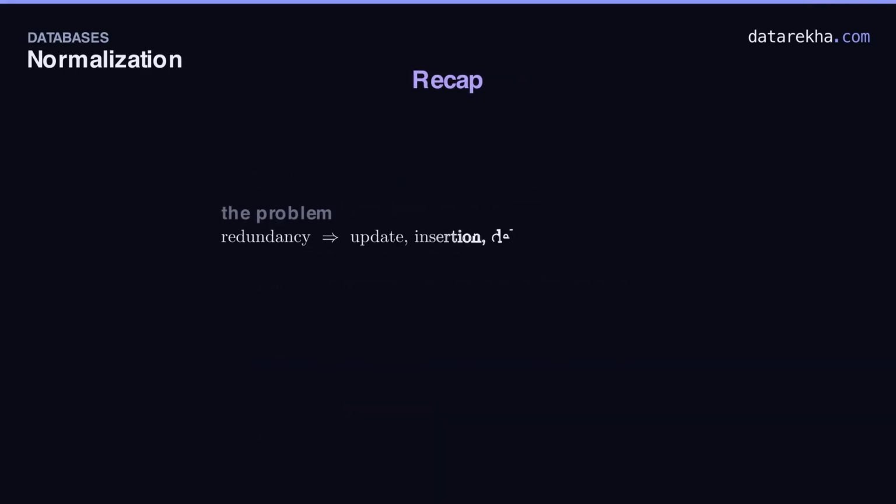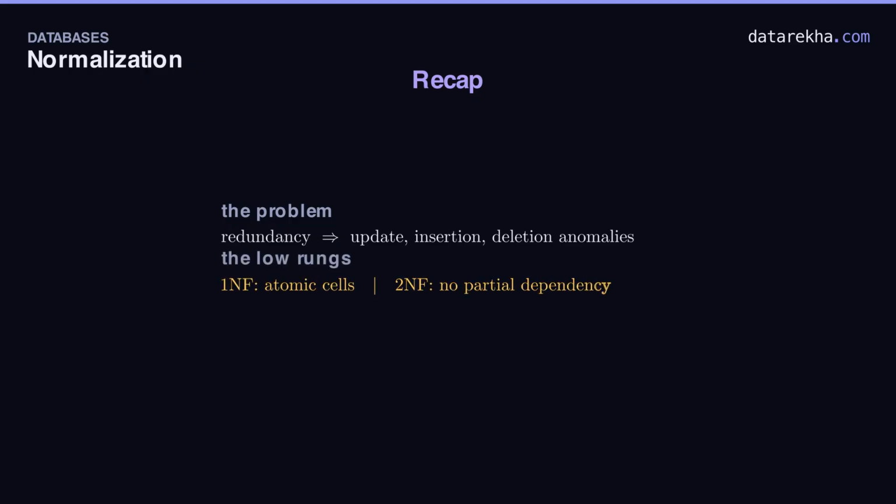Let's lock it in. Redundancy, the same fact stored many times, breeds three anomalies: update, insertion, and deletion. The lower rungs: first normal form demands atomic cells. Second normal form kills partial dependencies, where a non-key column clings to part of a composite key. The higher rungs: third normal form kills transitive dependencies, non-key through non-key. And Boyce-Codd insists every determinant is a superkey.